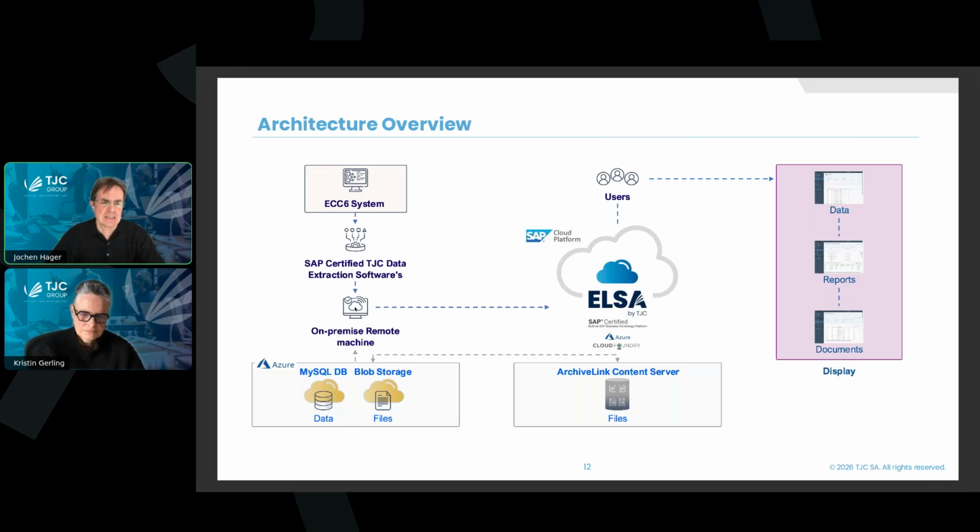These data sets that arrive in the local file system can then be stored in blob storage and then are partially loaded into a database. We have an example here of a MySQL database in Azure, but it could be any type of hyperscaler that can host the database or can host blob storage or a similar concept in your hyperscaler environment. Also integrated can be the documents that reside on an archive link type content server, or in the future also on a CMS type content server.